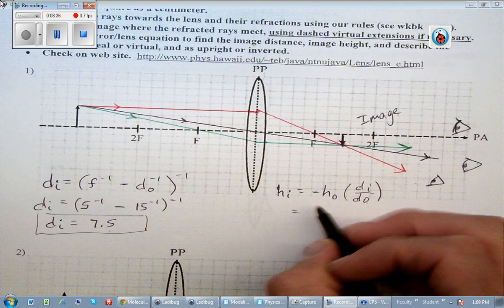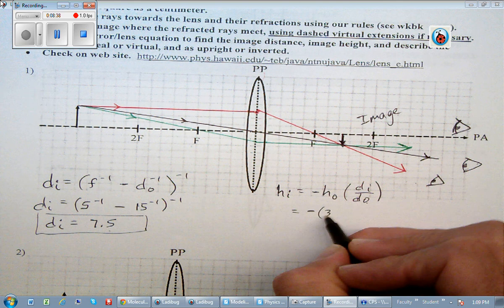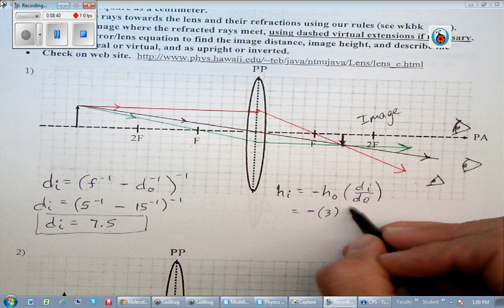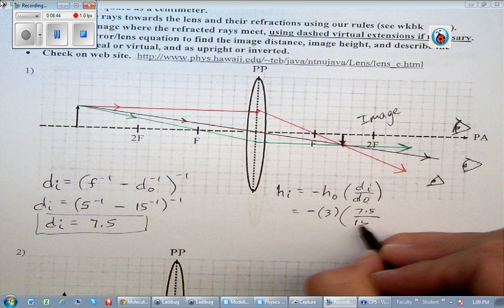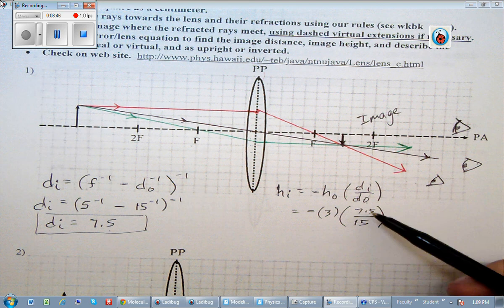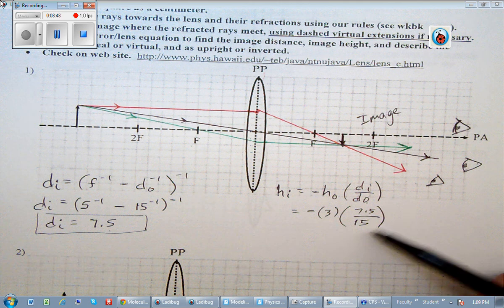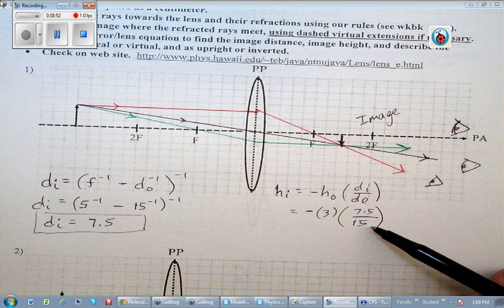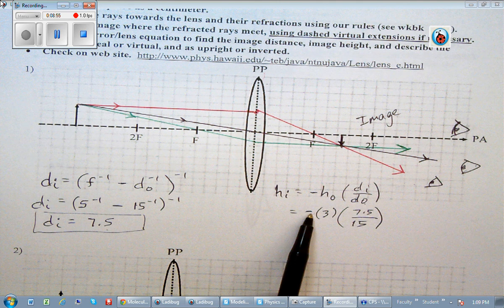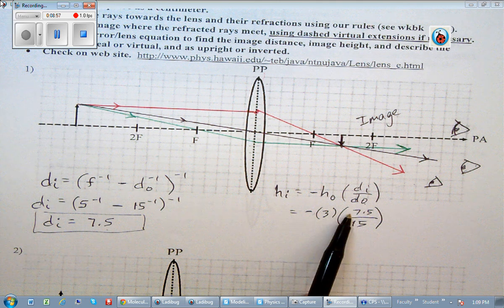So the height of our object is 3 units. DI we just found was 7.5, and DO we had measured before is 15. If you look at these numbers, 7.5 over 15 is 1/2, so we would call the magnification of this -1/2. Remember, the negative out front really is part of the magnification.